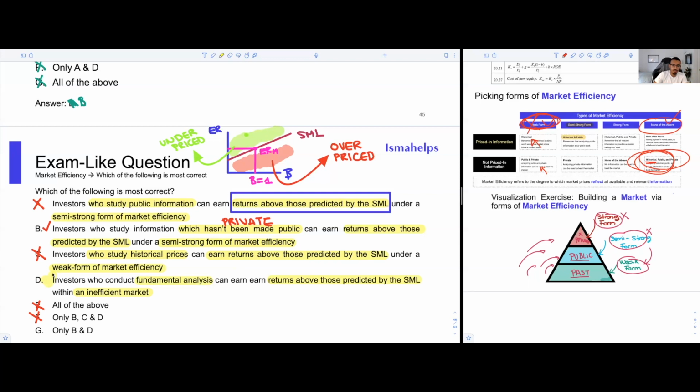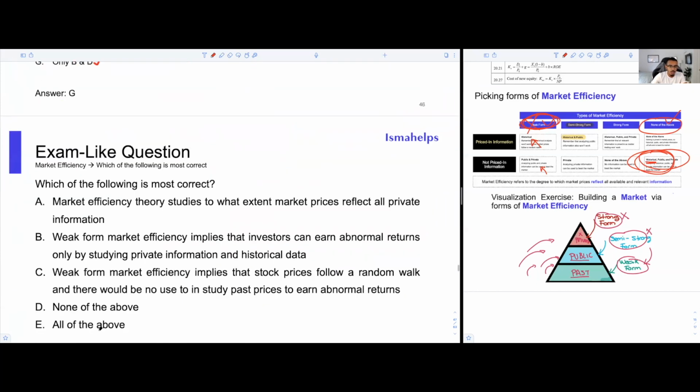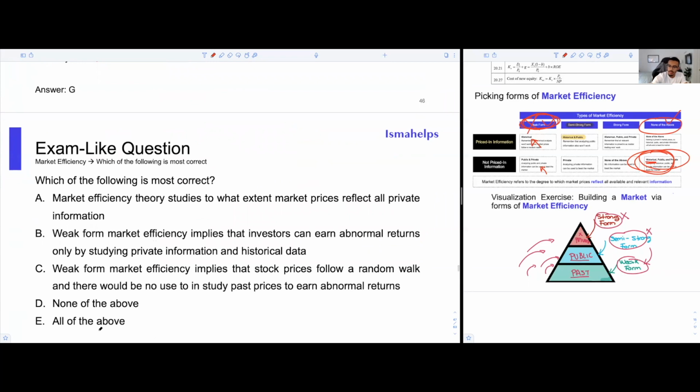And just like that, we know that B and D are correct. And we know that G then must be correct. So G is the answer. All right, boom, just like that. And now we can move on to another question.